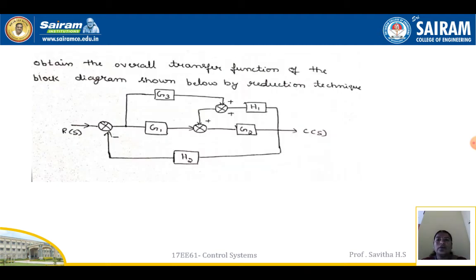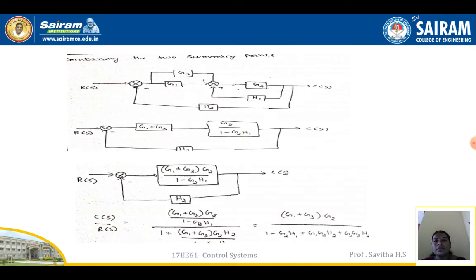Obtain the overall transfer function of the block diagram shown below by reduction techniques. So you can see the diagram. Combining the summing point, we can reduce easily. Now G1 and G3 are in parallel, and G2 and H1 are positive feedback, that is G2 divided by 1 minus G2 H1, and H2 is the feedback. So now both are in series: G1 plus G3 into G2 divided by 1 minus G2 H1, and H2 is the feedback. By simplifying, we get the equation as G1 plus G3 into G2 divided by 1 minus G2 H1 plus G1 G2 H2 plus G2 G3 H2.